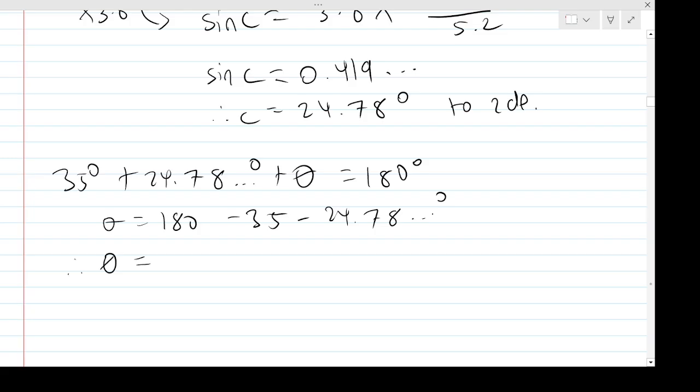So simply then, theta is going to be 120.218 degrees, and I'd say that's 120.2 degrees to 1 decimal place. Okay, there we are then.